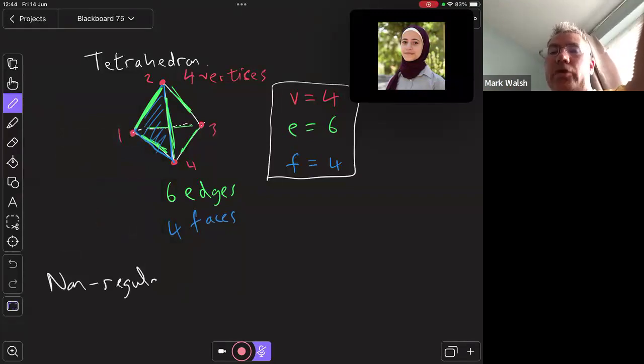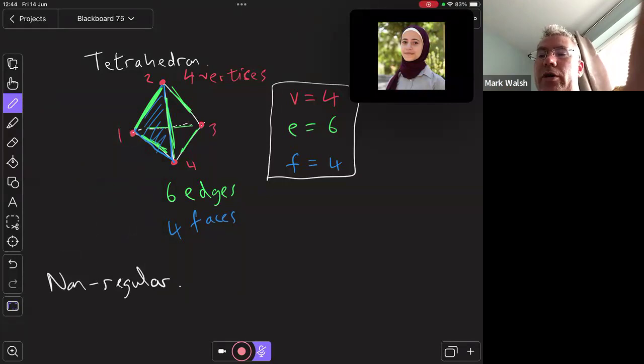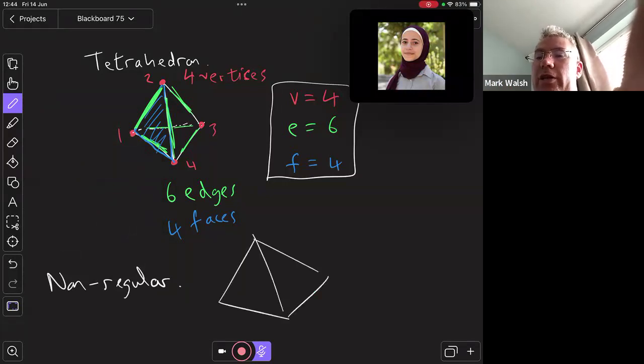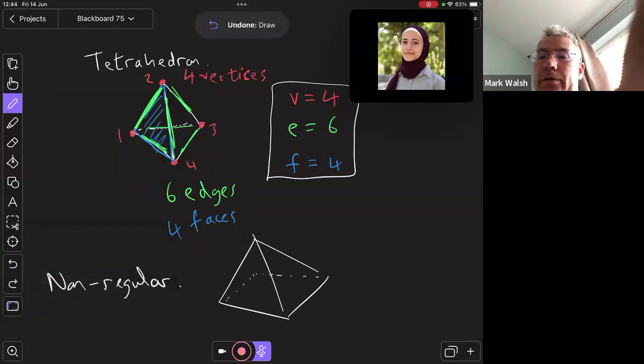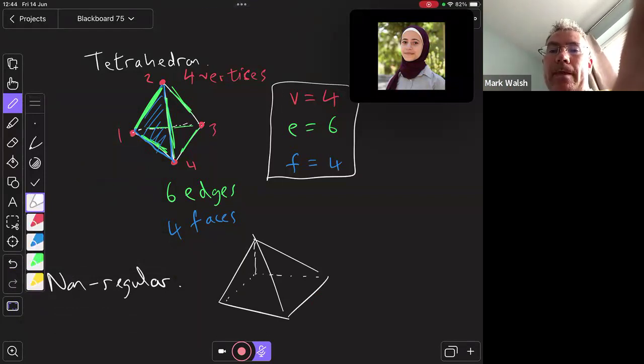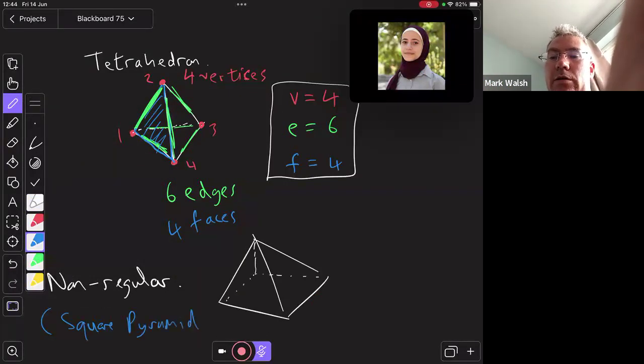Non-regular. Let's take the example you came up with, Ian, of the square-based pyramid. So let's consider the square-based pyramid. We want to learn how to count vertices. Sorry, I'll make this a bit better. So this is a square-based pyramid, like the pyramids of Giza, right?